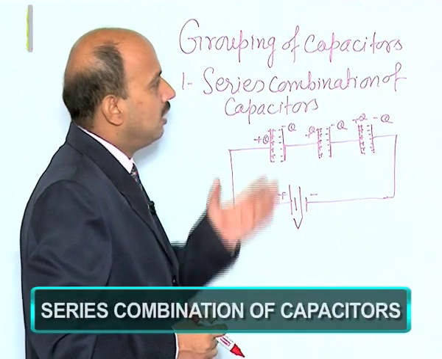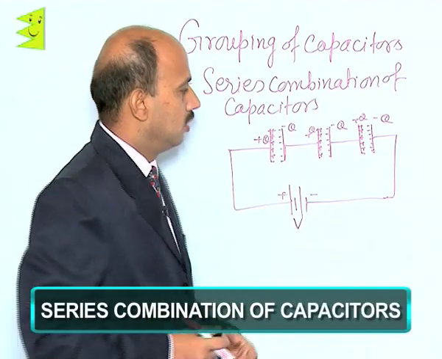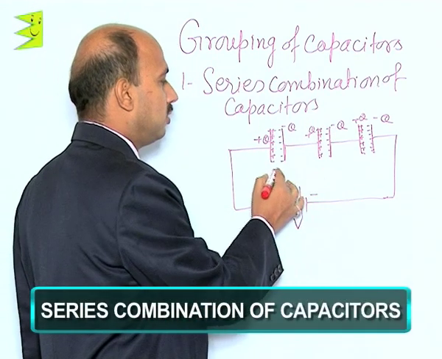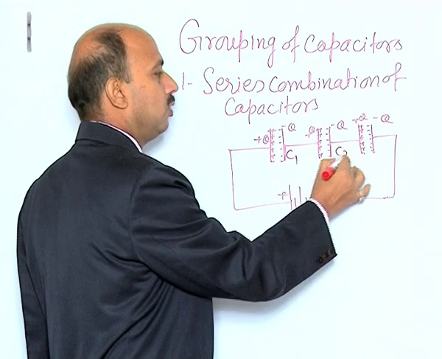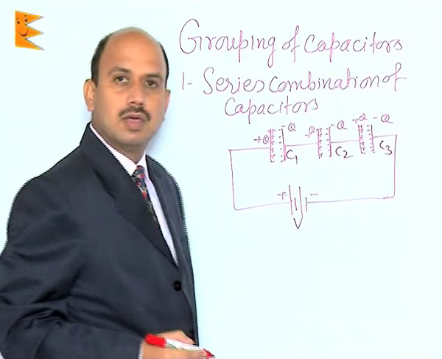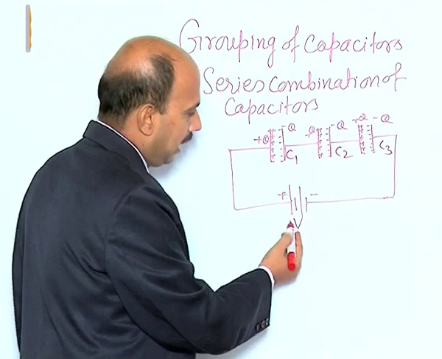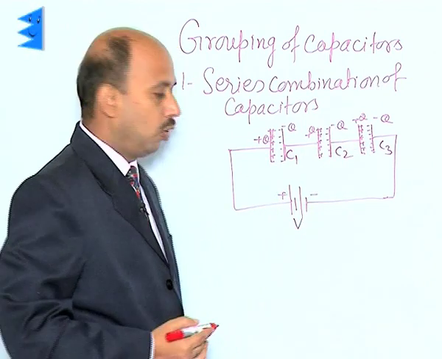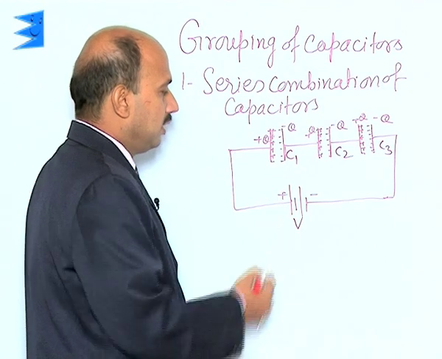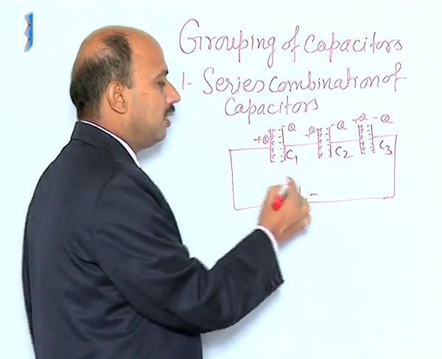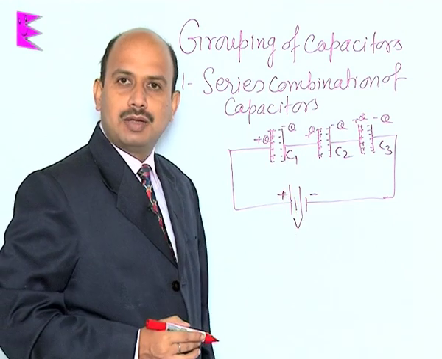First one is the series combination of capacitors. Here I have taken three capacitors, C1, C2 and C3. These three capacitors are connected over here with the help of a battery of V volts. This is the positive terminal of the battery and this is the negative terminal of the battery.